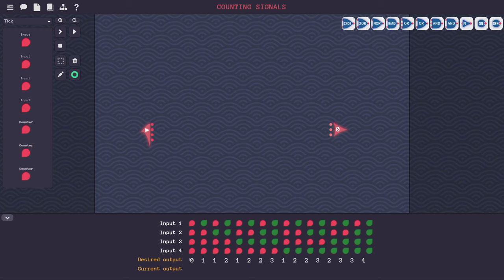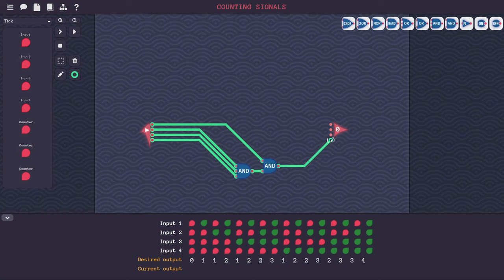Let's start with the 0 and the 4 case here. We want to output a 4 only if all 4 input signals are high. So that should be pretty straightforward. We could use a 3-pin AND and a 2-pin AND to do this. If we take these signals here and route them like this and connect that to the four place of this binary counter, then if all four signals are high, it's going to output a four. Okay, that's pretty good. That's what we want for that.